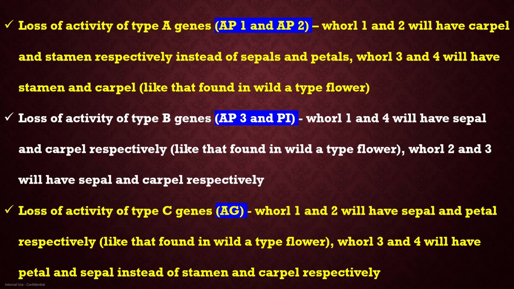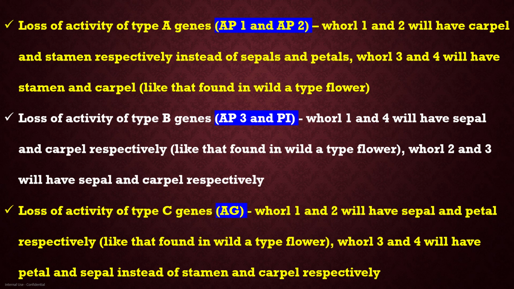Type A gene means APETALA 1 and APETALA 2, that is AP1 and AP2. If AP1 and AP2 genes are mutated, what will happen? Only the third and the fourth whorl will remain functioning normally, but the first and the second whorl will not function normally. That means what? You will have carpels and stamens in the first and the second whorl respectively.